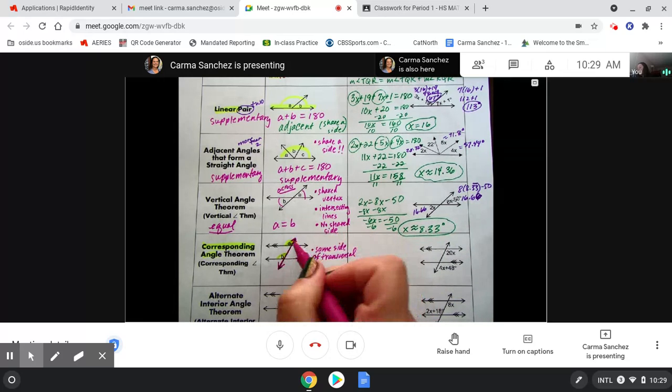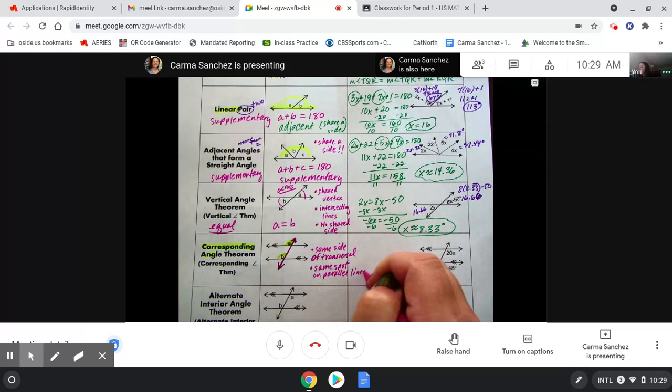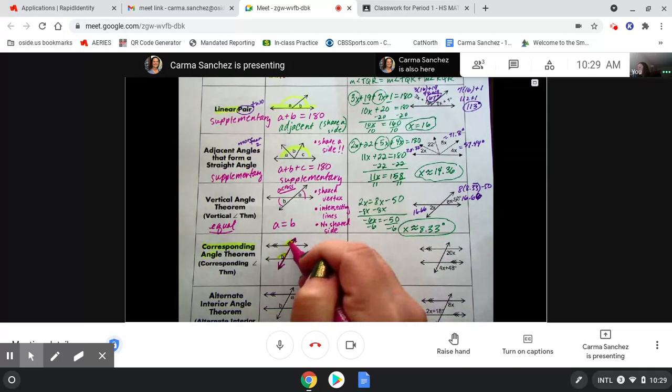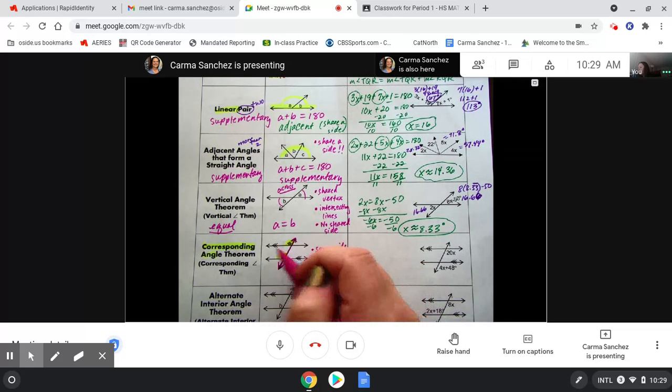They are both on the left side. They are in the same spot on the parallel lines. So for example, this is in the top left corner. This is in the top left corner of this parallel line. So A and B are on the same side of the transversal and the same spot on each. This is called corresponding angles. What do we know about these angles? We know that they're equal.